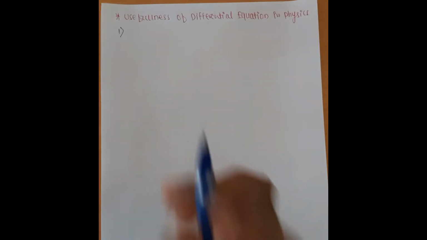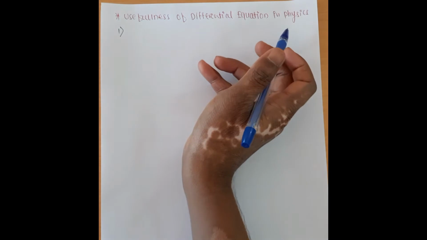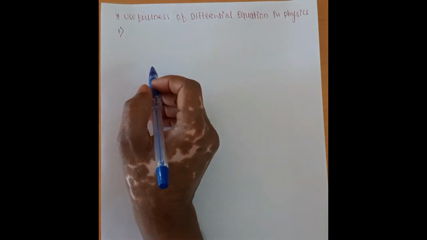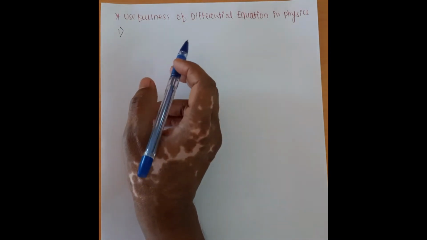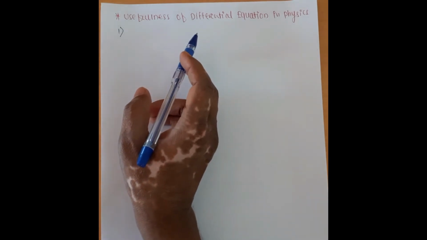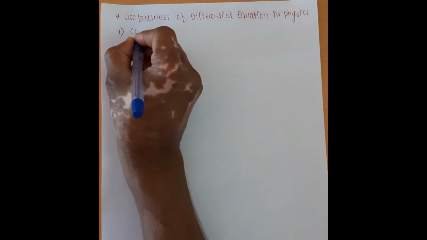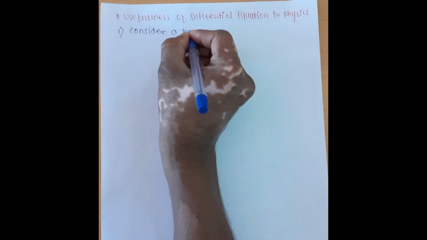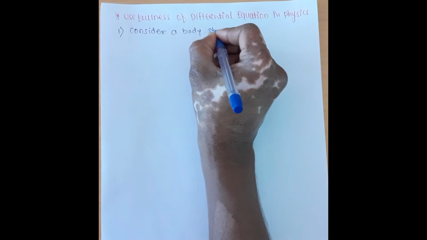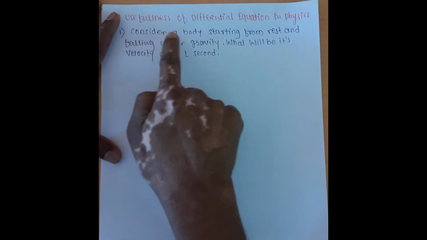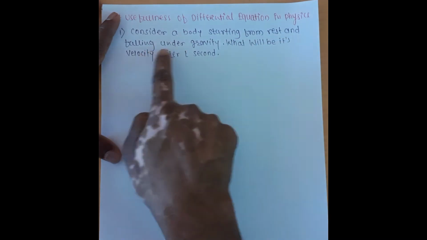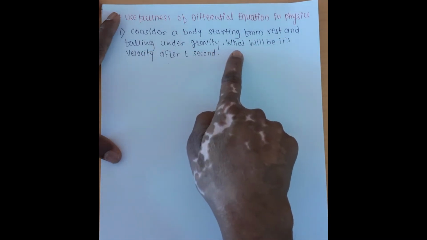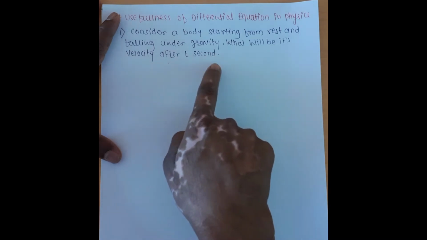Okay. So today's lecture we're going to discuss the usefulness of differential equations in physics. So in this part we're discussing some problems related to differential equations. The first problem is: consider a body starting from rest and falling under gravity. What will be its velocity after t seconds?